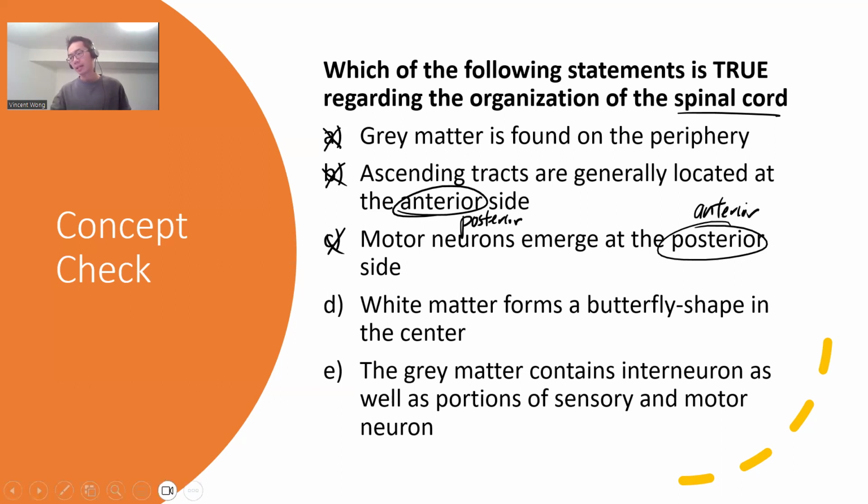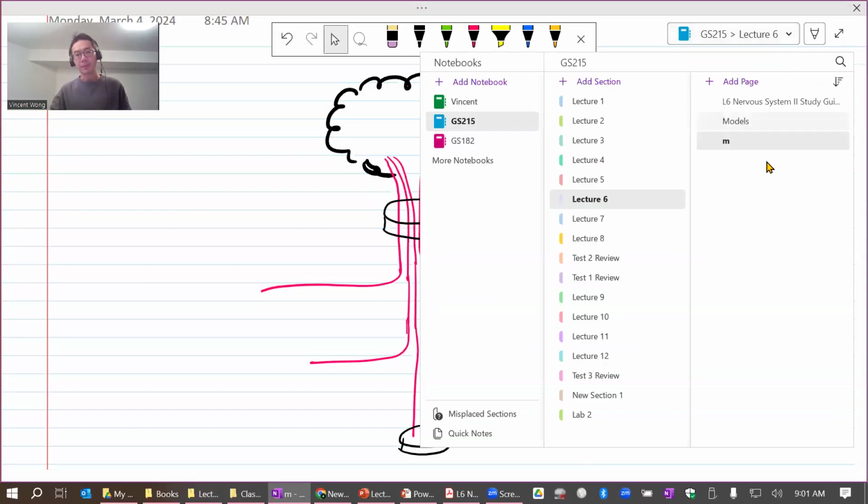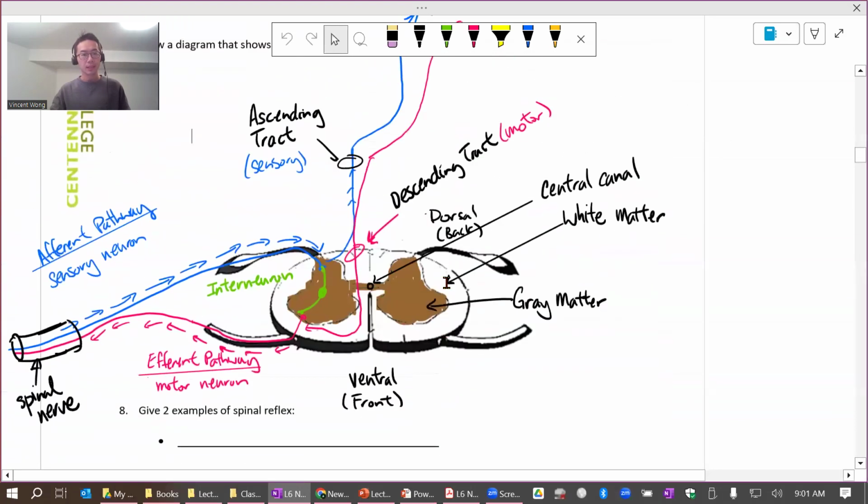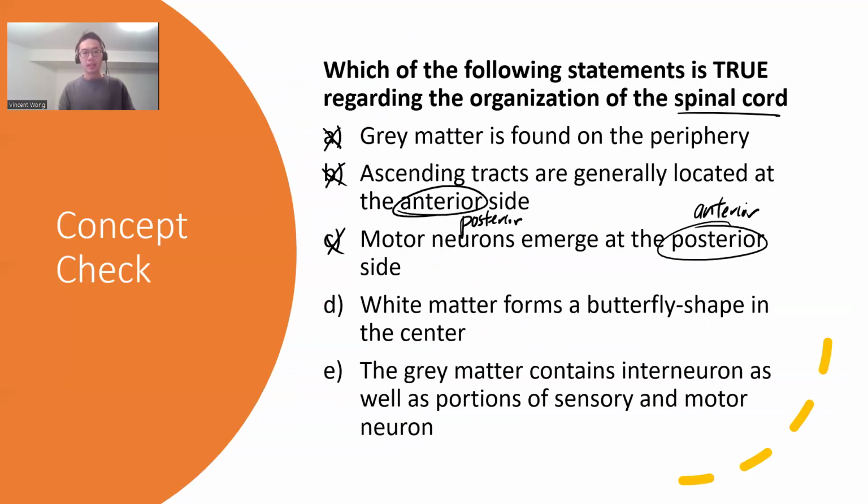Basically, I'm asking you about this diagram, right? Look, the motor neuron is coming out from the front. It's emerging. Emerging means coming out, right? From the front. White matter forms a butterfly shape in the center. Nope, it is the gray matter. The gray matter contains interneurons, the green thing, as well as a portion of sensory and motor neurons. That's the correct one.